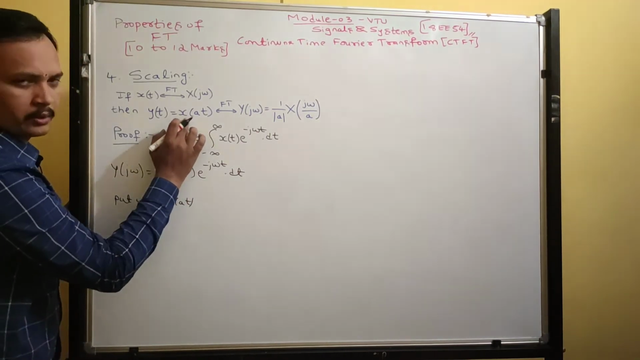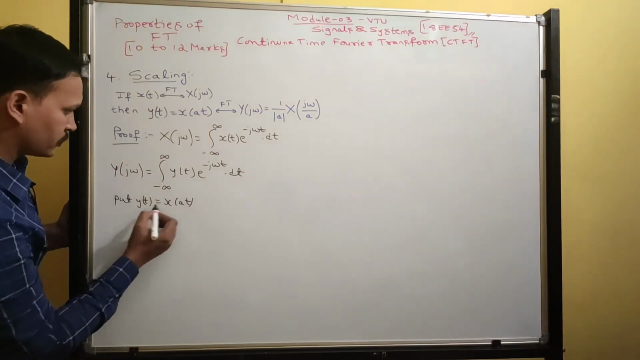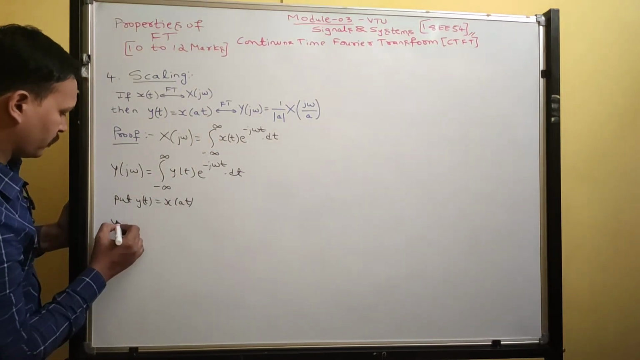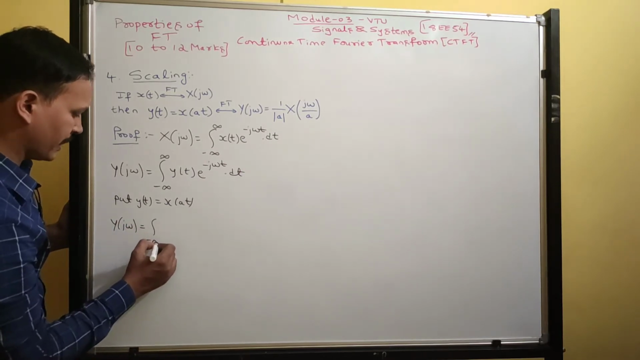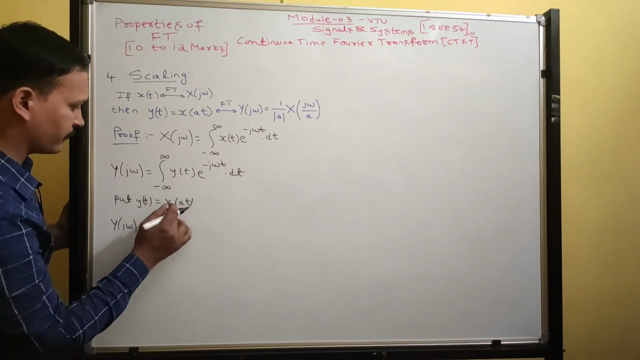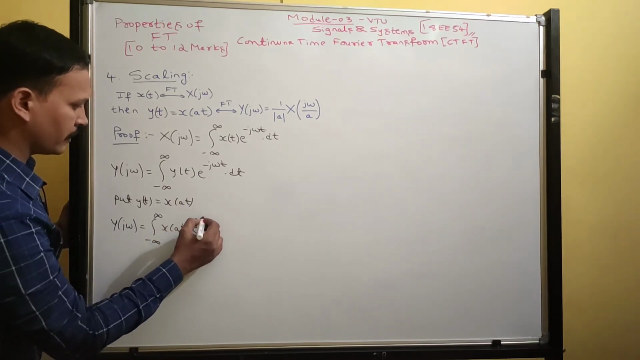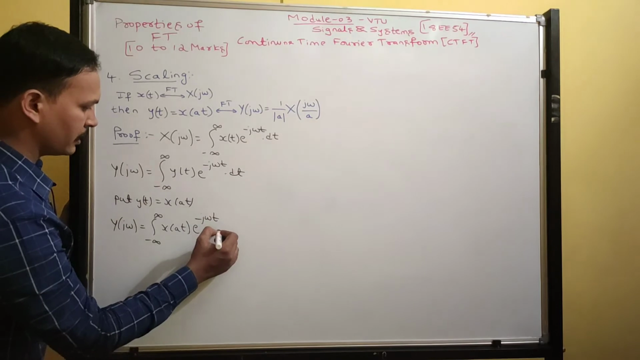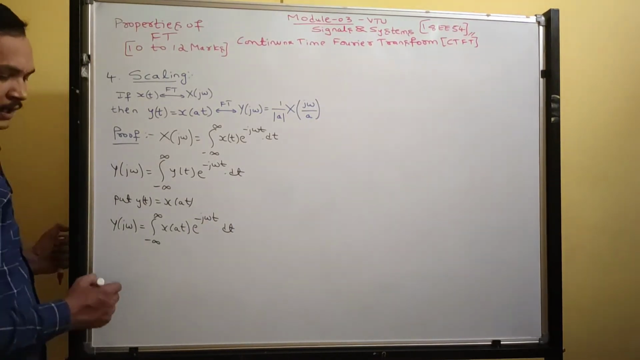So that is what we are going to find: the Fourier transform for this signal y of t. Now substitute here. Therefore, you will get Y of j omega equals the integral from minus infinity to infinity of y of t, which is x of at, times e to the power of minus j omega t dt. So this is the equation.